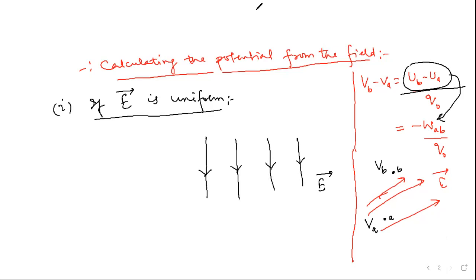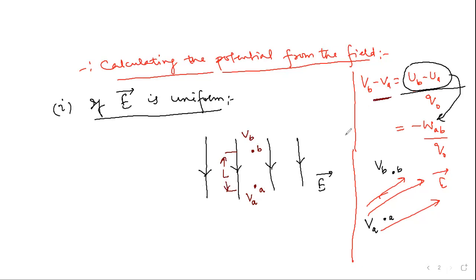we select 2 points, point A and point B in this field. These 2 points A and B are L distance apart along the field, right? So VA is the electric potential at point A, VB is the electric potential at point B. I want to find VB minus VA.